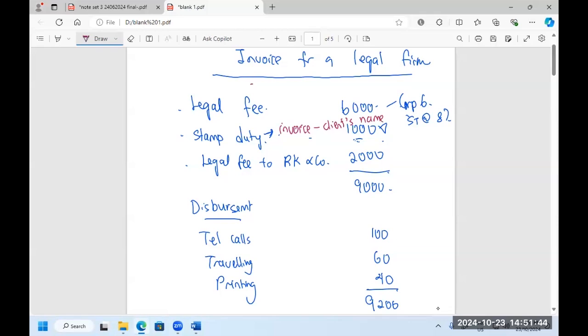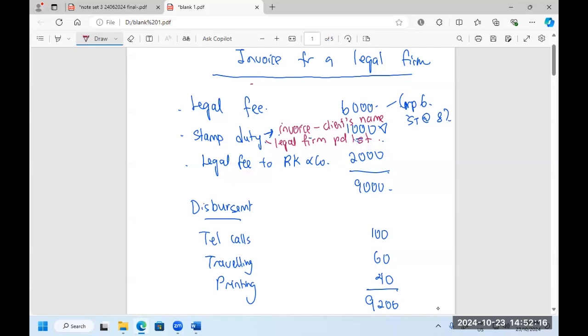Who pays first? The legal firm pays first, and then claims back from the client. You just pay and claim back from the client. Is paying something on behalf of the client a taxable service?